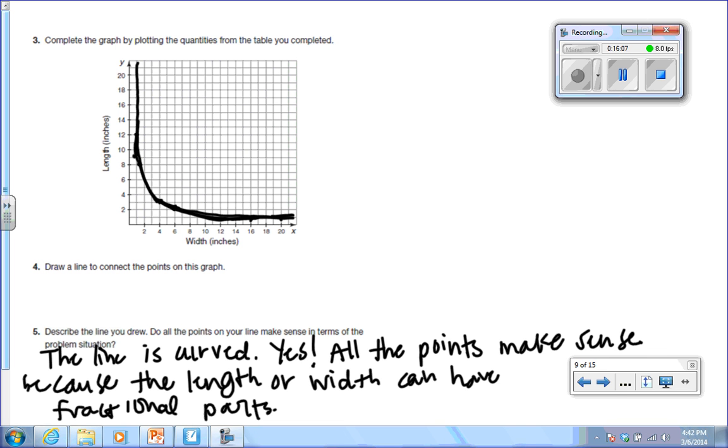It makes sense for the width to be 1.5 and the length to be 8, or the width to be 1 1/3 and the length to be 9. Those are all fractional parts. And again, when you connect the points on a graph, that just means that all of the fractional parts in between the points that we plotted all make sense for the situation. And in this situation, it does make sense because a rectangle can have a length or width with fractional parts.